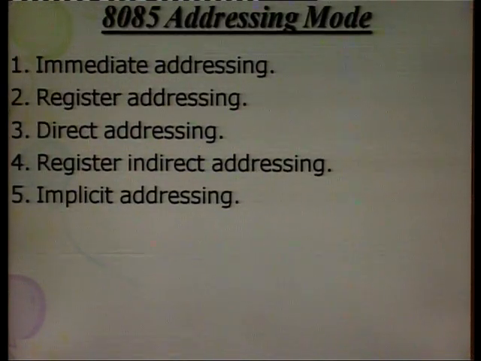Now, in this semester in our curriculum, we are studying the 8085 microprocessor. So, in this slide I am concentrating on the addressing modes of the 8085 microprocessor. There are 5 addressing modes for the 8085 microprocessor. One is immediate addressing, second is register addressing, third is direct addressing, then register indirect addressing and implicit addressing.